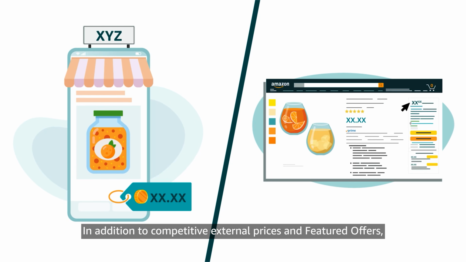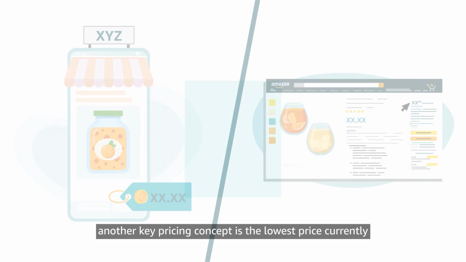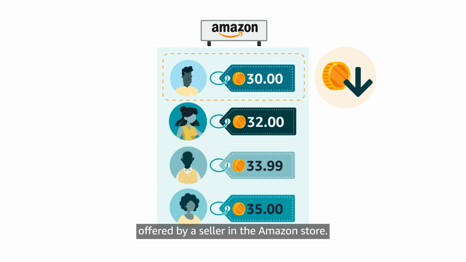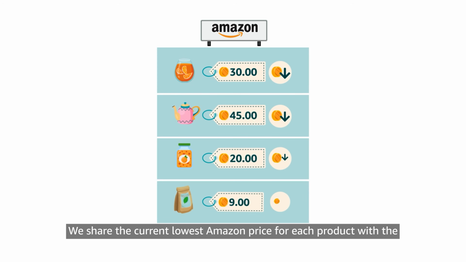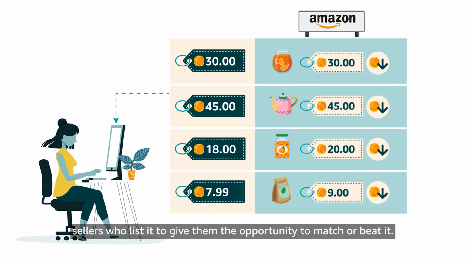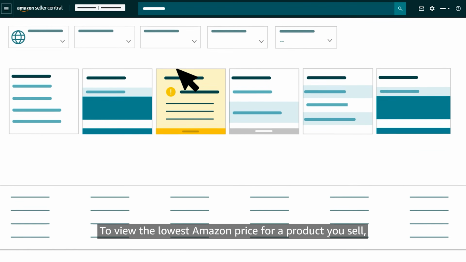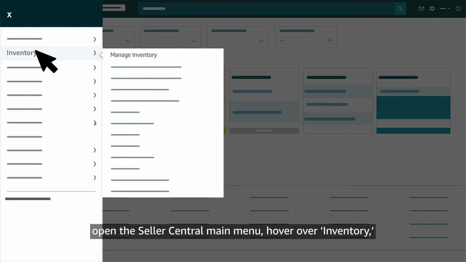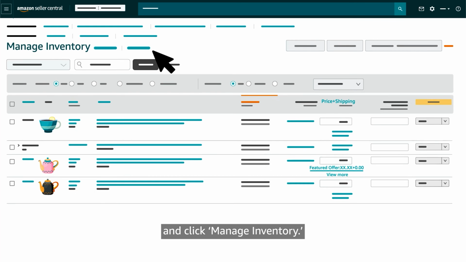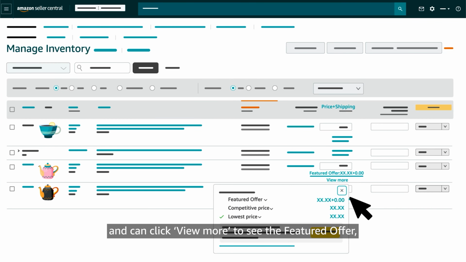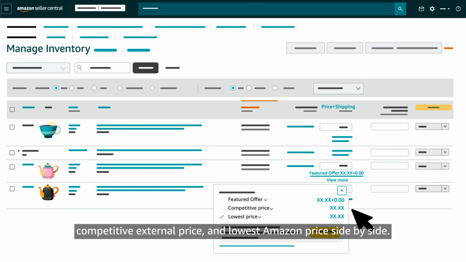In addition to competitive external prices and featured offers, another key pricing concept is the lowest price currently offered by a seller in the Amazon store. We share the current lowest Amazon price for each product with the sellers who list it to give them the opportunity to match or beat it. To view the lowest Amazon price for a product you sell, open the Seller Central main menu, hover over Inventory, and click Manage Inventory. You'll see the featured offer for the product too, and can click View More to see the featured offer, competitive external price, and lowest Amazon price side by side.